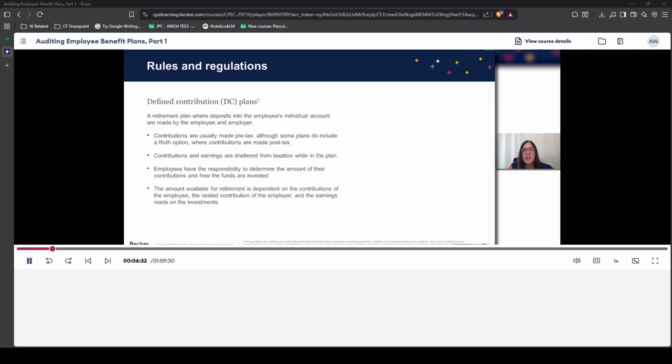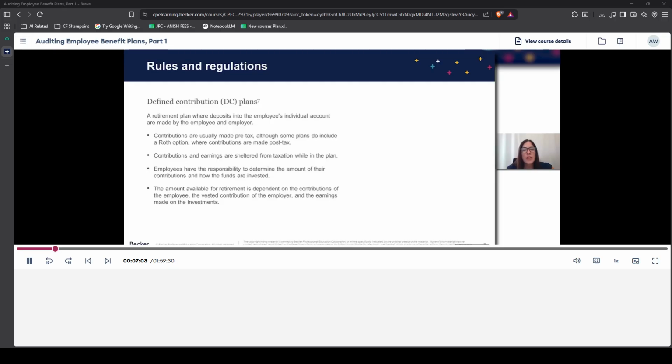So let's go ahead and start differentiating between the different types of plans that you may encounter. First, we're going to start with our defined contribution plans. Now, with a defined contribution plan, you will have individual participant account balances. And those individual participant account balances represent the amounts that are available to those participants for benefits in the future.